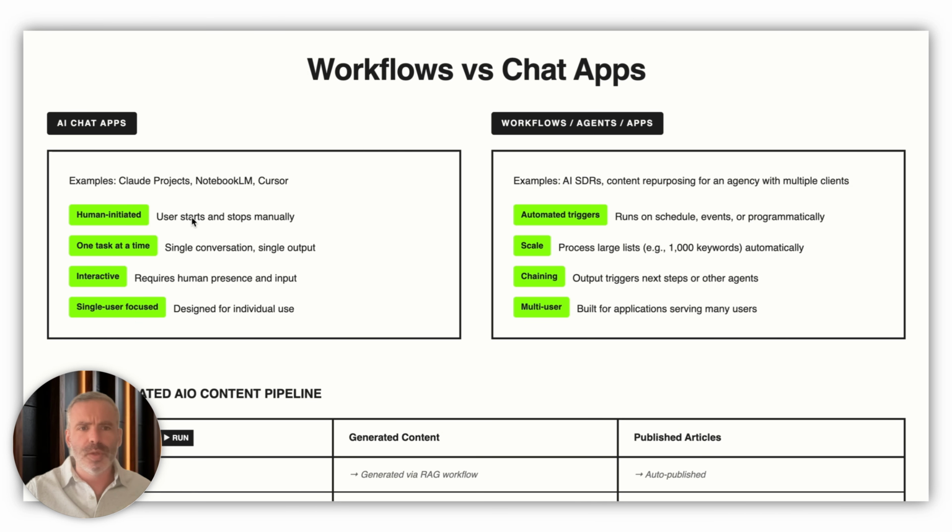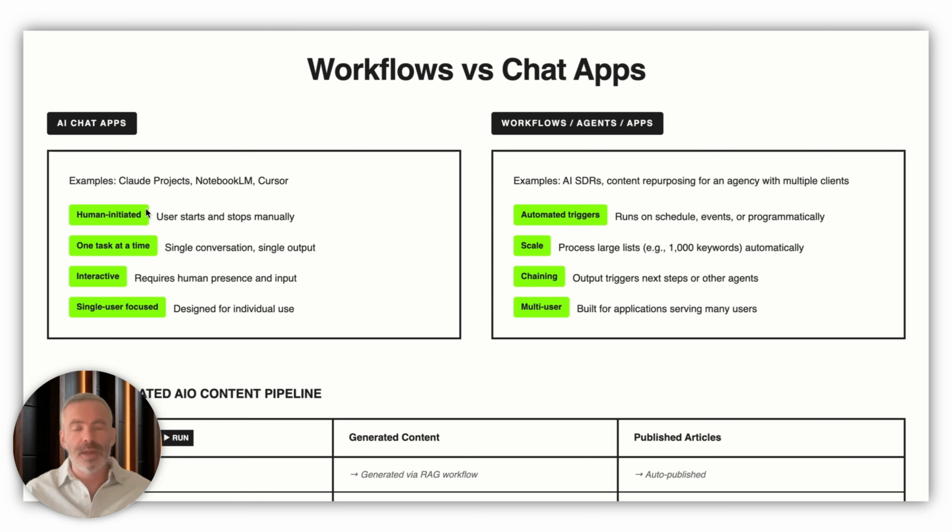The difference between the two is, when you're using an AI chat application such as Claude Projects, it's all human initiated. So you have a human entering a prompt and doing one task at a time, and then it stops there. What's exciting about workflows and agents is the trigger can be automated. It can be done at scale on thousands of, for example, in this use case we're going with, thousands of keywords at a time.